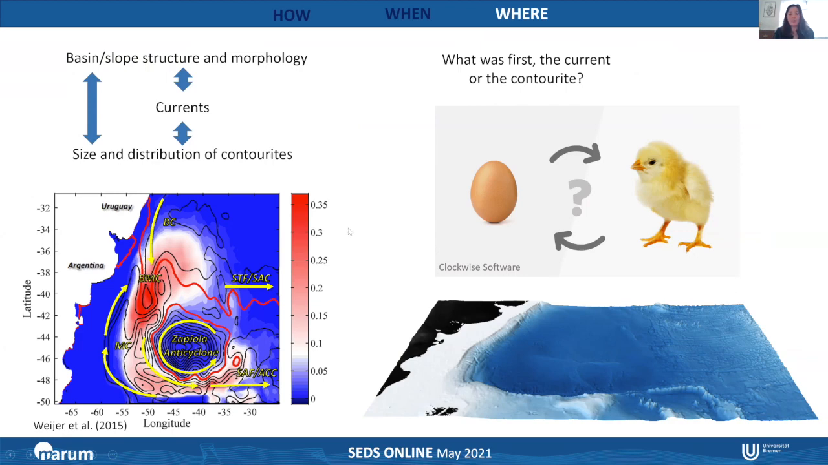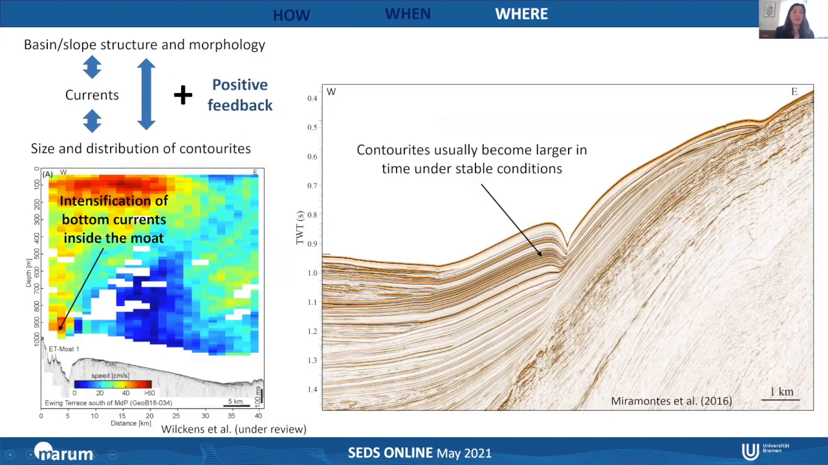So we always have a bit of this problem when we investigate contourites and the currents that form them using the present day morphology, because we already have the morphology. So we also have the contourites. So we have this chicken and egg problem. What was there first? And actually, what I think is that we have a positive feedback.